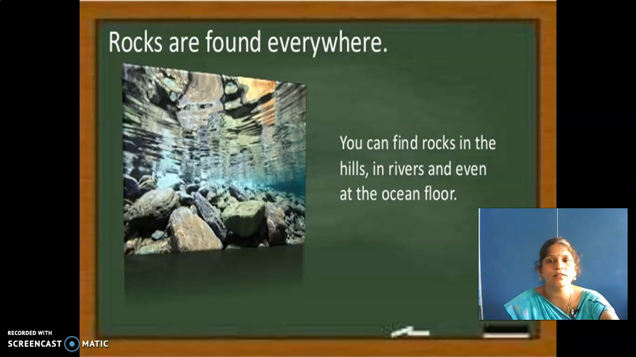Yes, rocks are found everywhere. You can find rocks in the hills, in rivers, and even on the oceanic floor. Okay, we know this because rocks can be found in all these areas, everywhere, in the mountains, that is the hills. Okay.